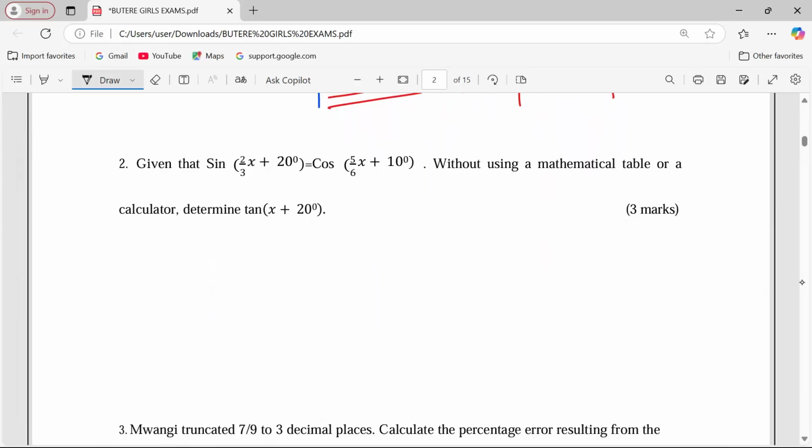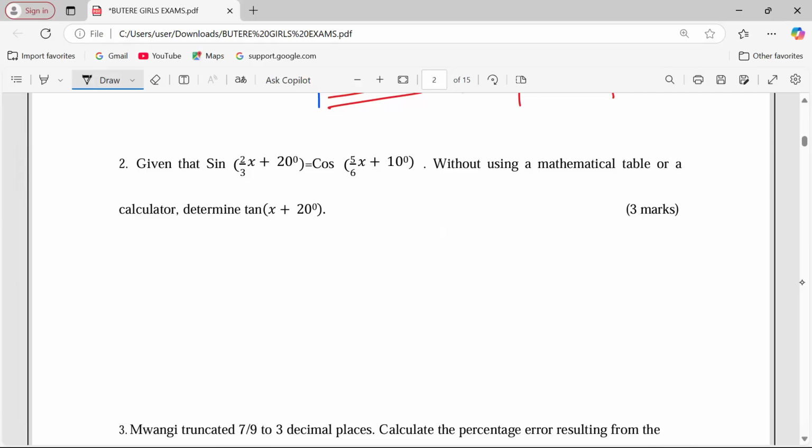Now, given that the sine of 2/3 x plus 20 degrees equals the cosine of 5/6 x plus 10 degrees, without using a mathematical table or a calculator, determine the tan of x plus 20.